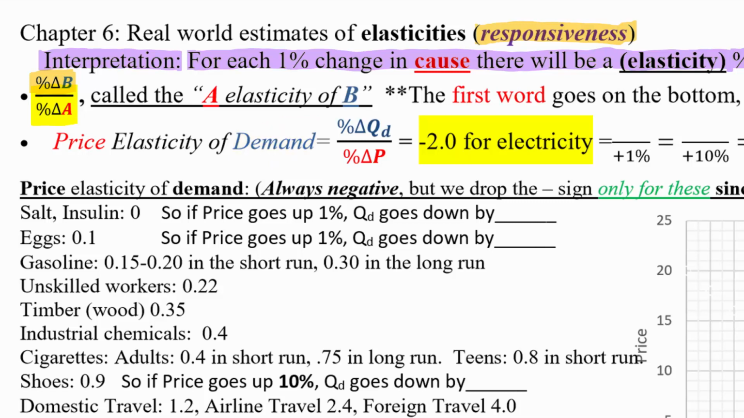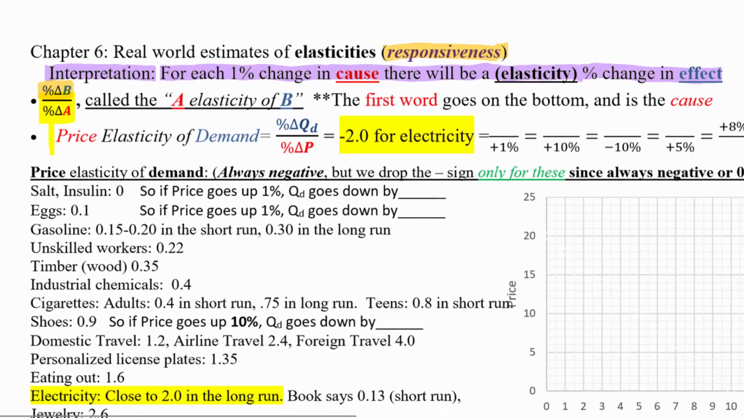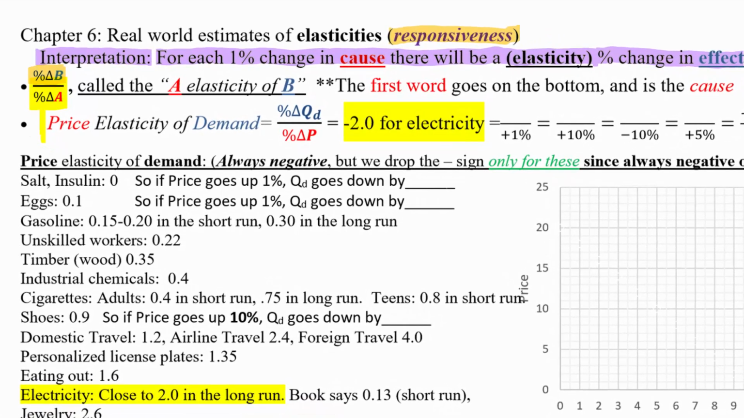So in price elasticity of demand, the price would go on the bottom of a fraction. That's the thing we're talking about doing a 1% change of. And demand, really quantity demanded, is the effect that we're trying to measure. So when you're doing any elasticity, the first word is the cause, and that's the percent change that goes on the bottom of a fraction. The effect is the second word, and that always goes on the top of a fraction. It turns out that's going to be really important to know when we go to interpret elasticities.